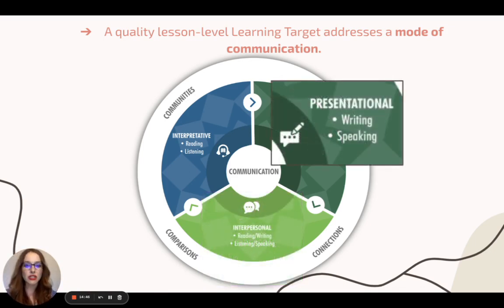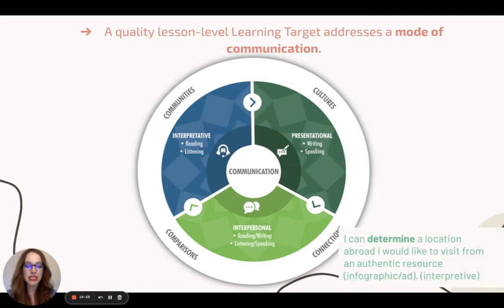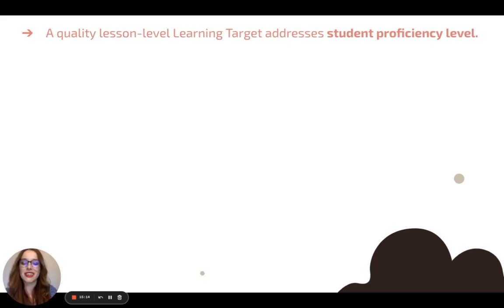Or it's presentational, where I'm making a message and sending it out to you all, like today. It can be written or it can be spoken, or something like here where I have a mix of both. So to look at my example that I'm building off of my big unit level learning target, I can determine a location abroad I would like to visit from an authentic resource. So if I'm interpreting information from an infographic or an ad, making a decision, I'm interpreting, I'm reading. Or listening if it's an audio ad.